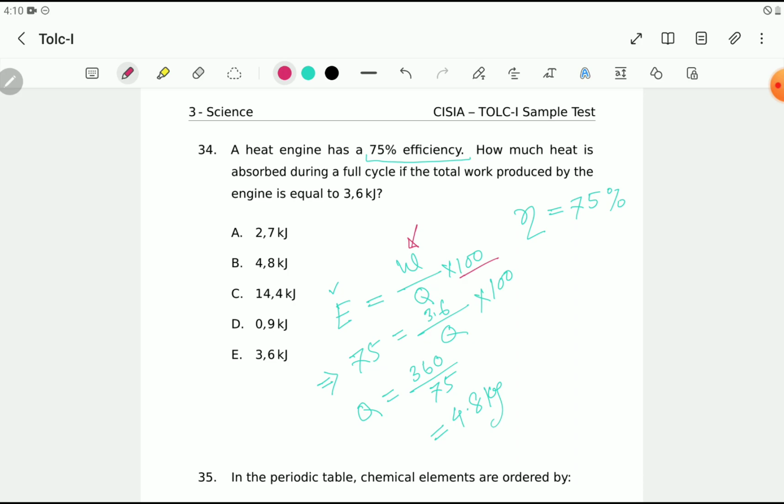You can write it a different way, like simply E equal to W by Q. This way also you can write, you don't need to multiply by 100. In this case you have to consider putting the value of 0.75, not the 75%. However, we wrote it in this way, so this is our equation, E equal to W by Q multiplied by 100, and efficiency is given 75%, and work is produced 3.6 kilojoule, and Q is the absorbed heat that we have to find out, so it's like 4.8 kilojoule. So our answer is B.